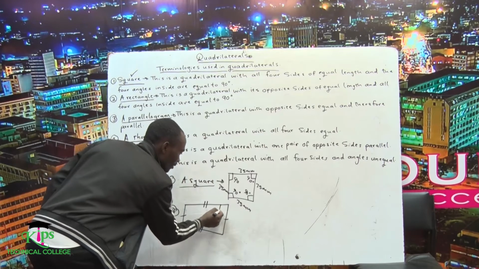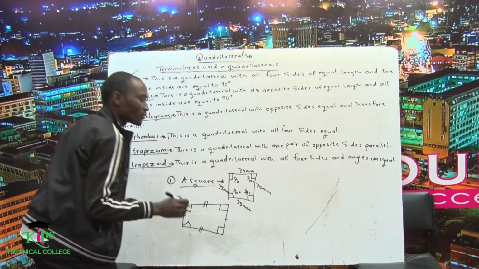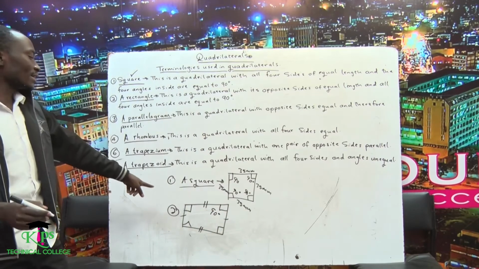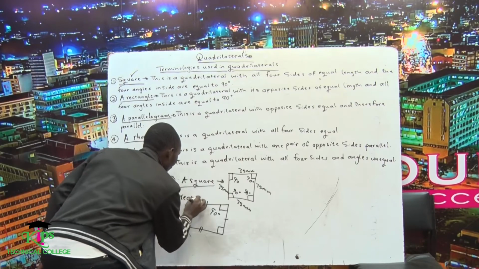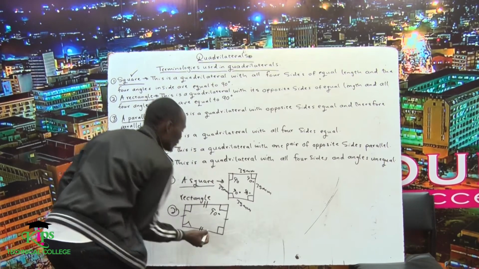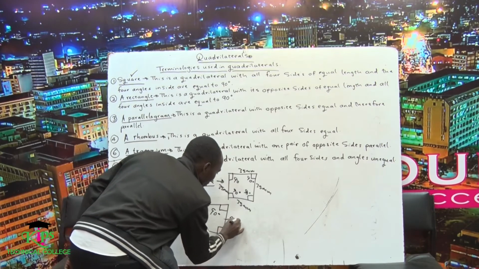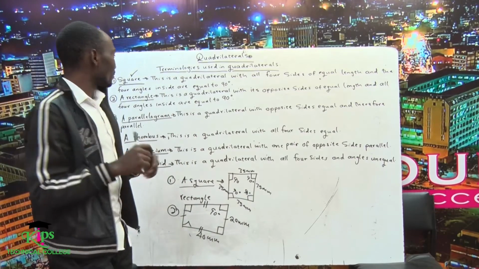Also, this and this are of equal length. And the angles between them are equal to 90 degrees. So this is a rectangle. For example, this could be 40 millimeters and this could be 20 millimeters. So that is a rectangle.